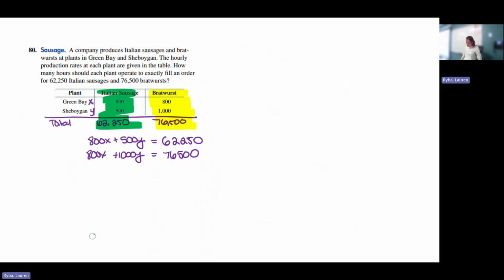Now you can see here, I've got 800 and 800, right? So all I need to do is make one of them negative. So I'm going to go through and change all of these to negatives. Whether you do that on the top or the bottom doesn't really matter. It would have been less negative if I did the top one, but I chose the bottom one. So let's see. 500 minus 1,000 is going to leave me with negative 500y.